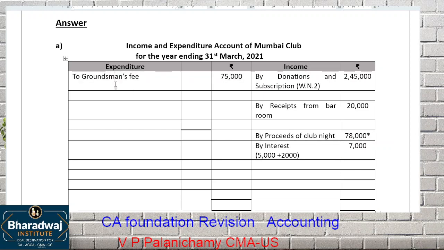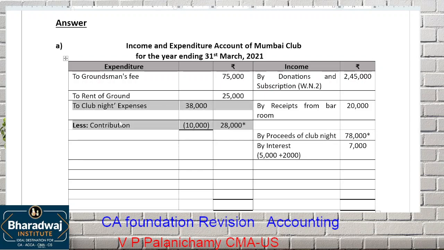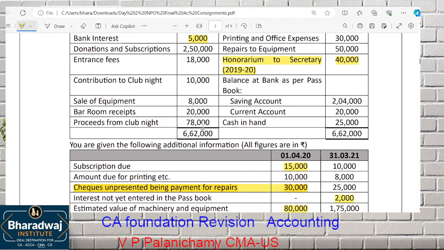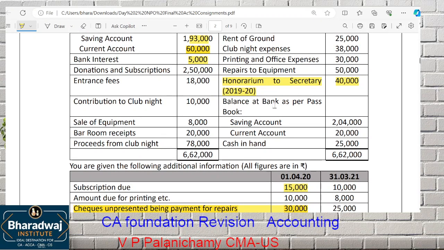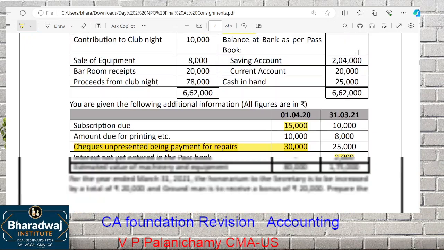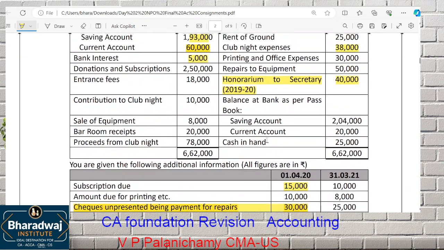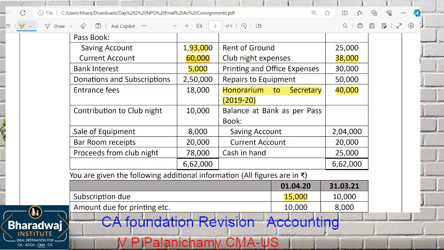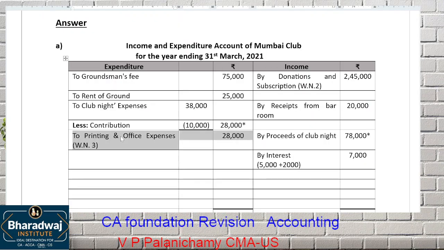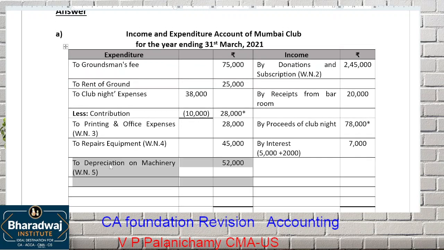Groundman fees will come, listen to it. Rent of the ground will come, then club night expenses minus contribution for the same. See how much contribution they have given. How much are the club night expenses? 38,000. Okay, what is the contribution for the club night expenses? 10,000. Then printing and office expenses, we did a working note, 28,000. Repairs to equipment, we have done the working note, and the outstanding will be adjusted there. Then what else? Depreciation on machinery also we have done the working note.